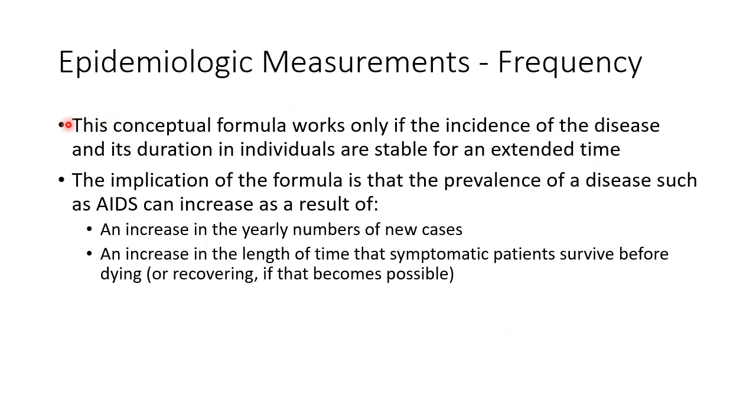Now typically you're going to find that this is going to work better if the incidence of the disease and the duration are stable over an extended period of time. You don't have things like rapid definition changes or new diagnostics or, say, a new treatment that radically changes how long these people are living with this. But again, as we mentioned with the case of AIDS here, you can see that the prevalence increased because, one, it could be the increase in the actual yearly number of new cases, or it could be just due to the fact that as we have patients who are living with this for longer, they have a longer time period they're actually living with the disease, right?